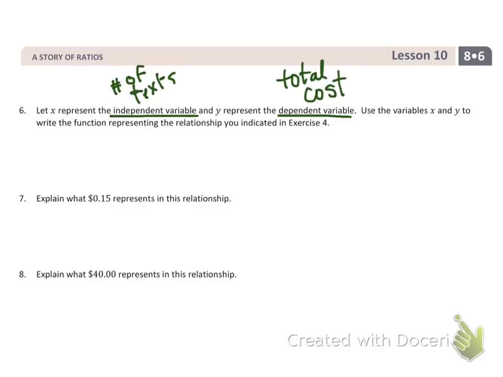Now remember, independent variable, we want to use x for that, the horizontal axis, and the dependent variable we're going to use y for. Okay, so we already wrote this one way. We said y, the total cost, is equal to 40 plus 0.15 times the number of text messages.